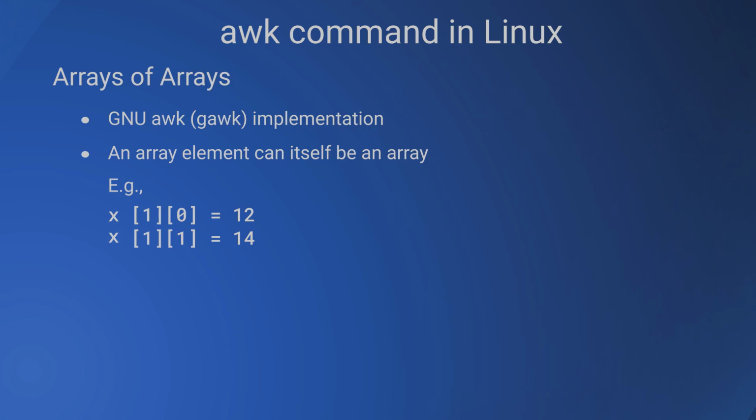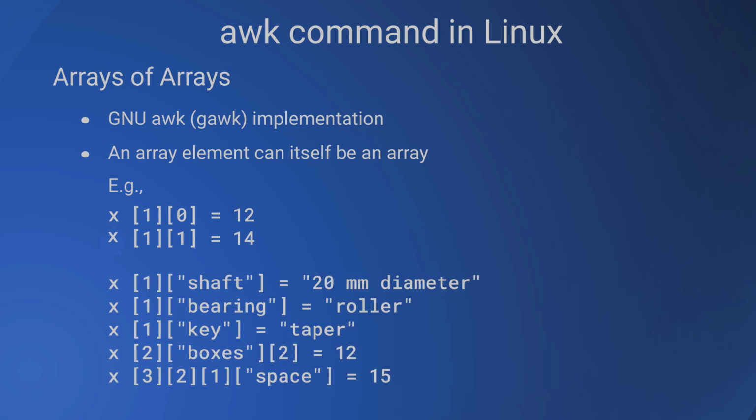The index can be any awk expression. For example, x[1]["shaft"] equals 20 mm diameter, x[1]["bearing"] equals roller, x[1]["key"] equals taper, x[2]["boxes"][2] equals 12, and x[3][2][1] equals 15. In such arrays, the terms dimension, row, and column are not very meaningful, but we can say that the term dimension refers to the maximum number of indexes required to access an element in the array.